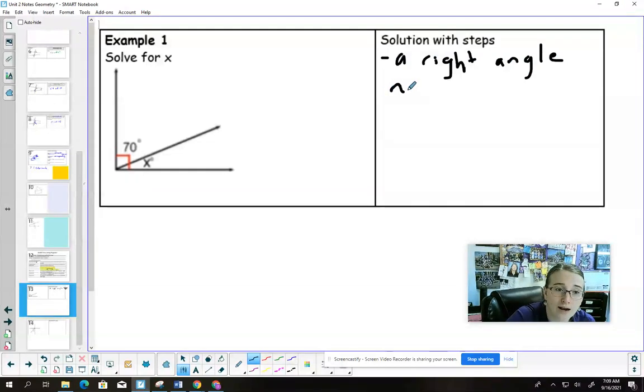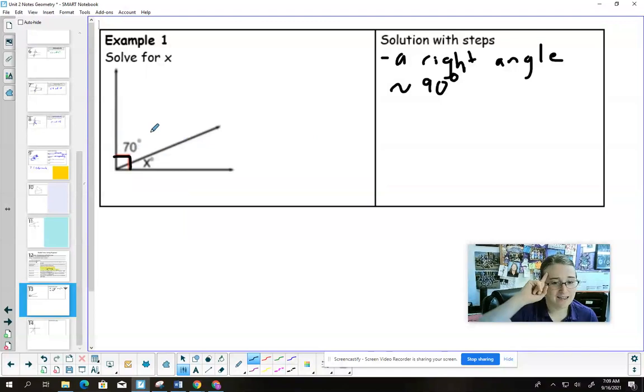What do we know about a right angle? What does it measure? That it measures 90 degrees, right? So we know these two angles together give me 90, right?